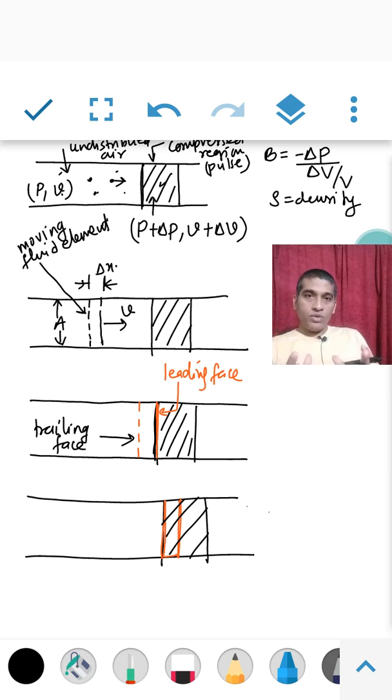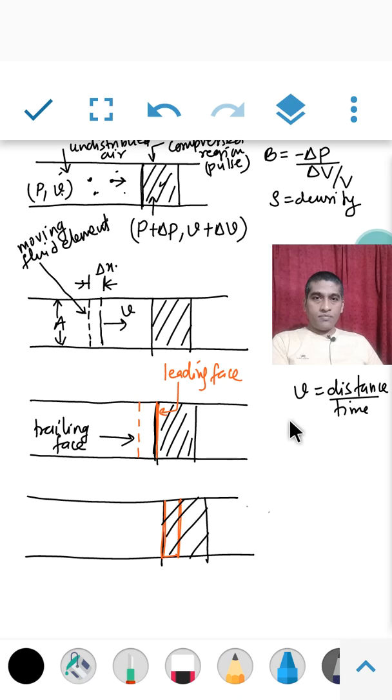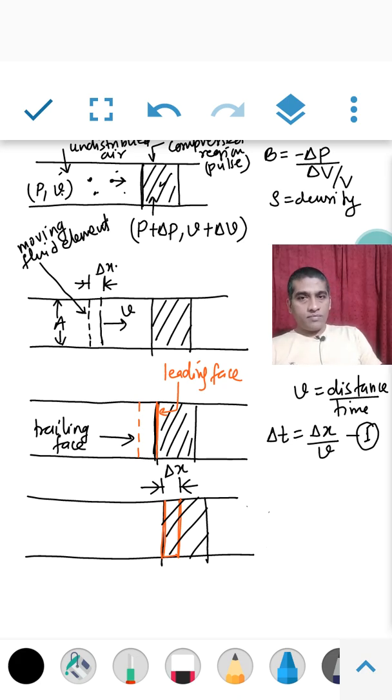We need to find the time for slowing. So let me write over here. We know simply speed equals distance by time. Since we are taking an element of thickness delta x, let us take delta t as the time for slowing. So delta t equals the distance delta x divided by v. Let us call this equation 1. Now let me erase this figure.